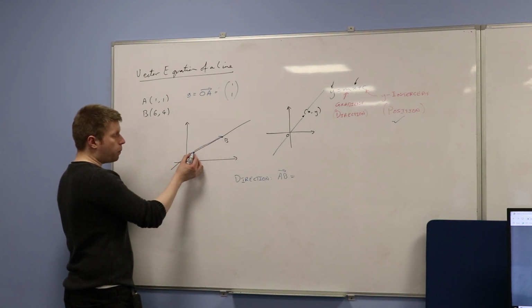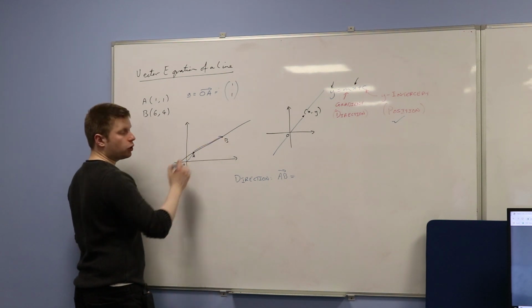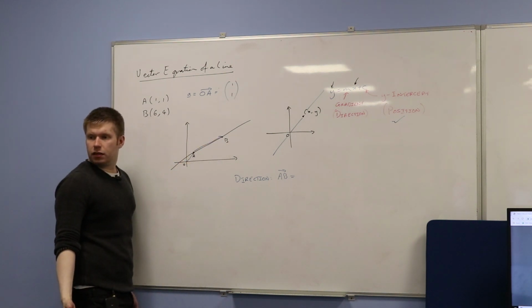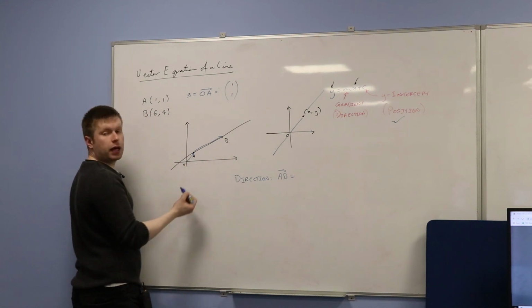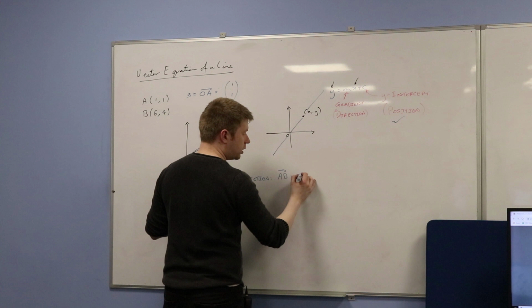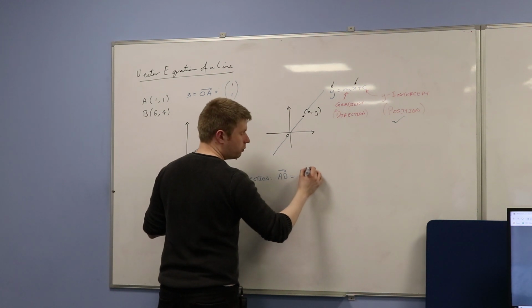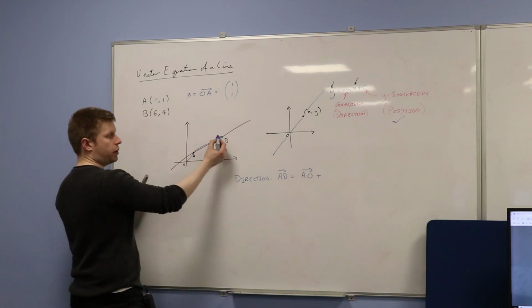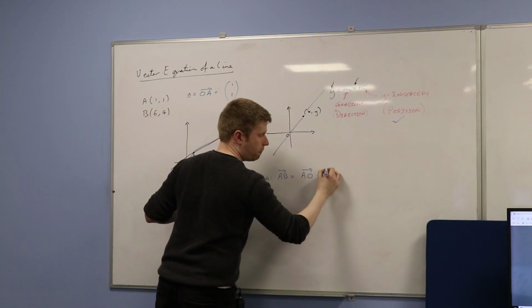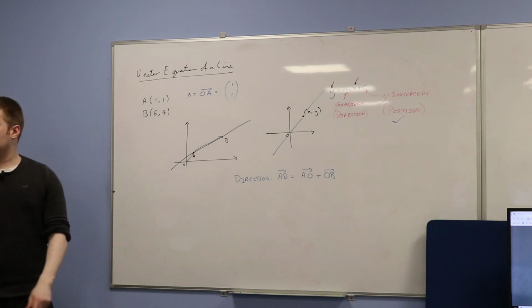Well, why not go backwards along A and then forwards along B? Does that make sense? So watch it. I go from A to the origin, then from the origin to B. So in other words, this is going to be A to O, and then O to B. That would be the vector that moves me in the direction A to B.